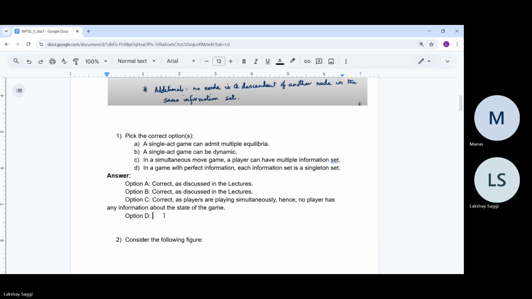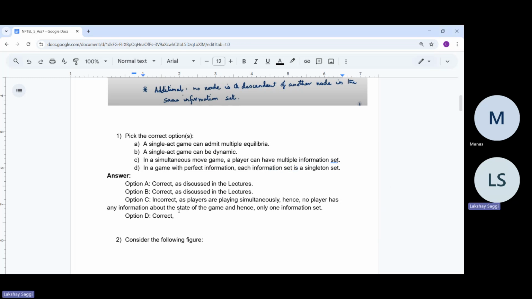So I think, okay, this was incorrect. Option C was actually incorrect because players are playing simultaneously, so no player has information about the state of the game, and hence only one information set. Sorry for that. And now option D was correct. In a game with perfect information, each information set is actually a singleton set.